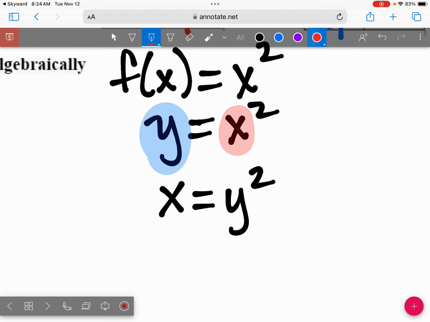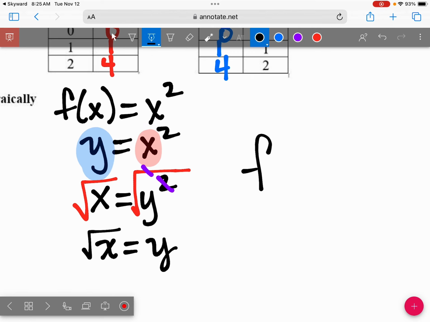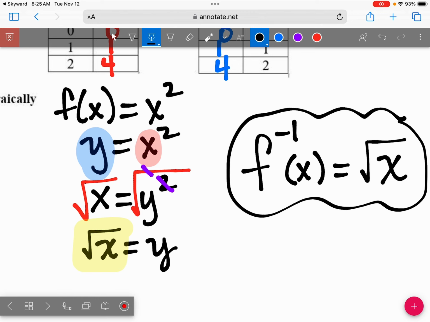And again, the opposite of squaring something is to take the square root. So everything in math has an opposite. The opposite of adding is subtracting. The opposite of multiplying is dividing. When you square a square root, they cancel each other. This and this cancel. So all you're left with is y. So that means that my inverse, f negative 1 of x, my inverse would be, again, my little yellow box, the square root of x. That's my inverse. That's algebraically.